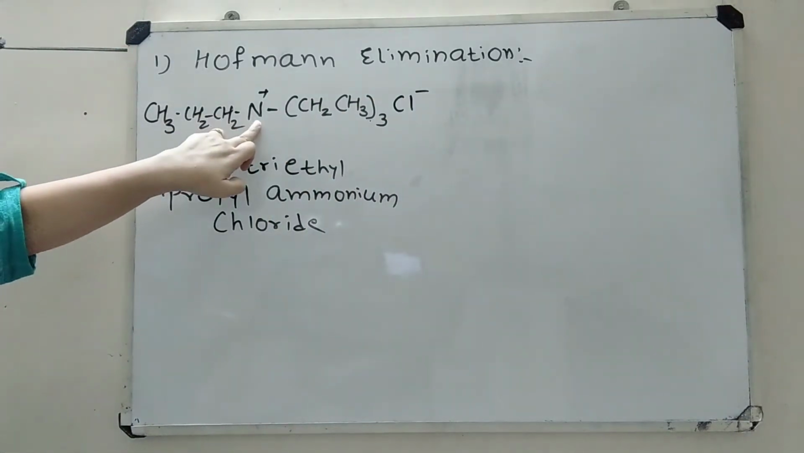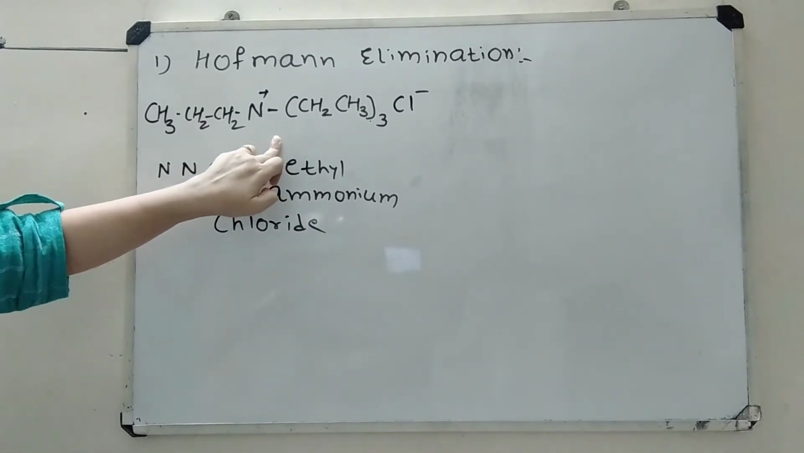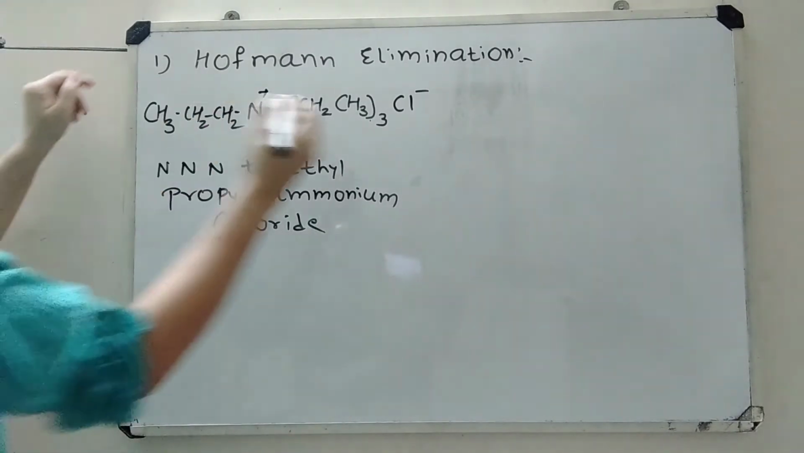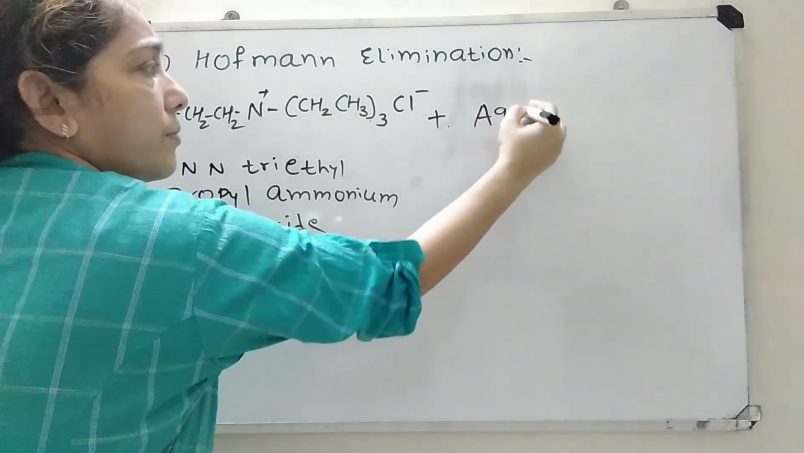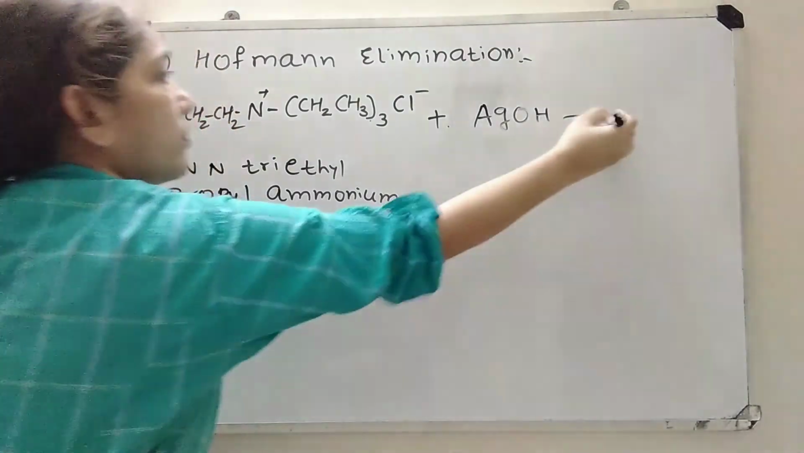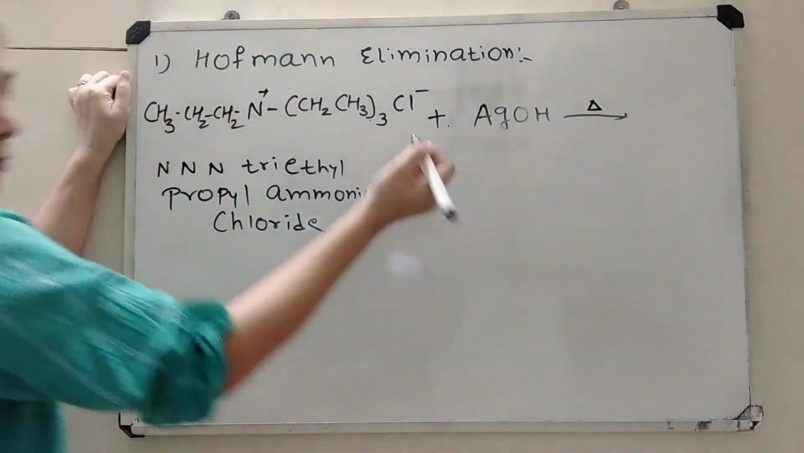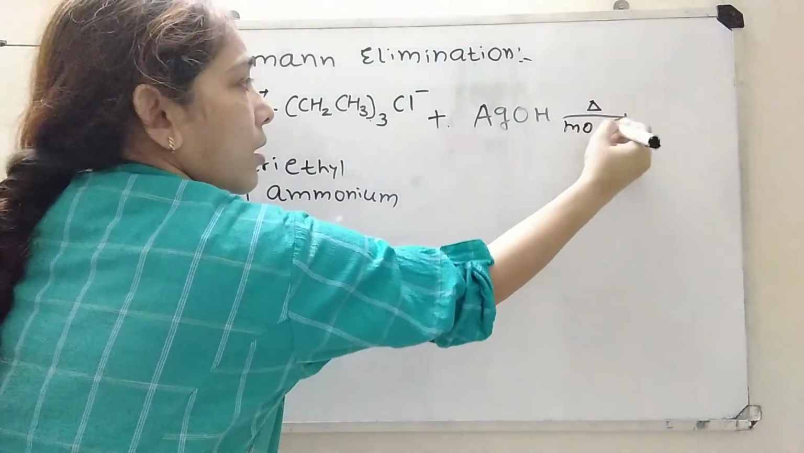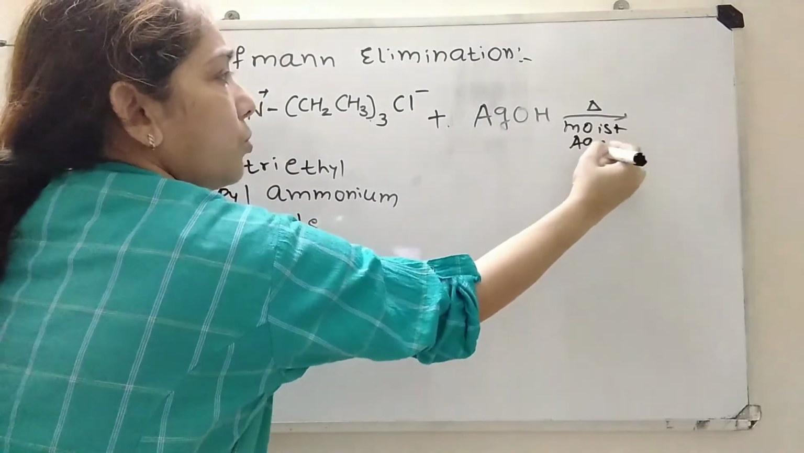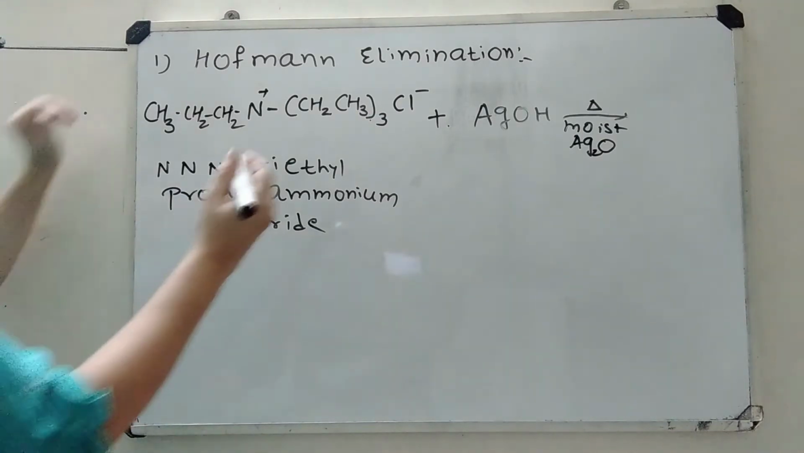So this is nothing but the quaternary ammonium halide group. When it is treated with moist silver oxide, AgOH, there is a heating sign because it is heated, and on the arrow we have to write moist Ag2O, silver oxide. Now how does the reaction take place?